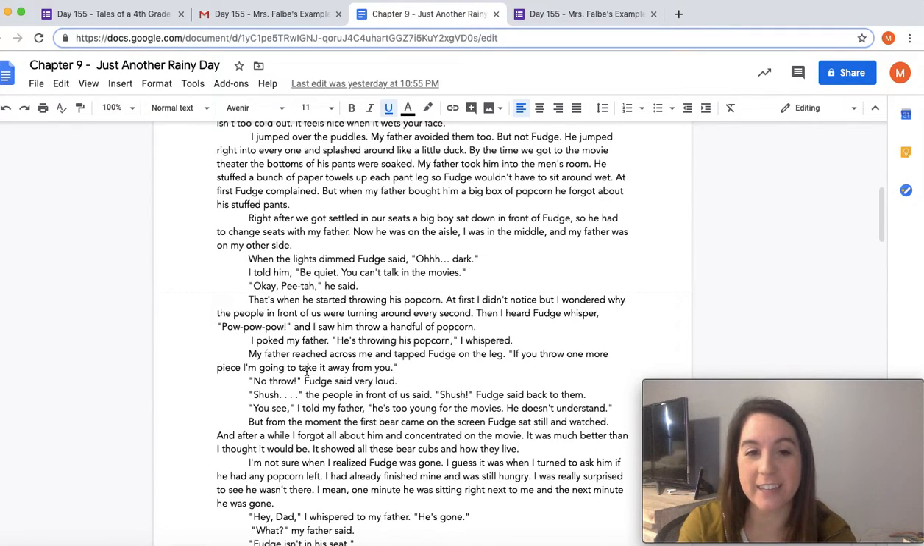Right after we got settled in our seats, a big boy sat in front of Fudge, so he had to change seats with my father. Now he was in the aisle, I was in the middle, and my father was on the other side.